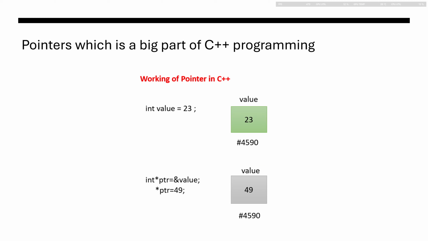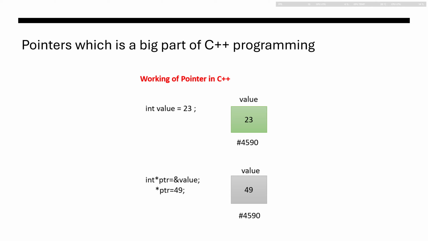You'll learn pointers and what they are, how to use them, etc. And they are a big part of C++ programming. So this is an important chapter to really understand. In the picture you can see int value 23. That value is saved at some memory location number 4590, which is not how memory is stored, but that's just a number to make our lives easier right now.